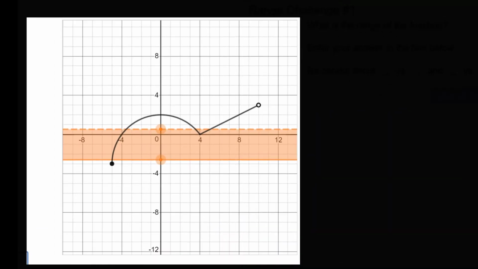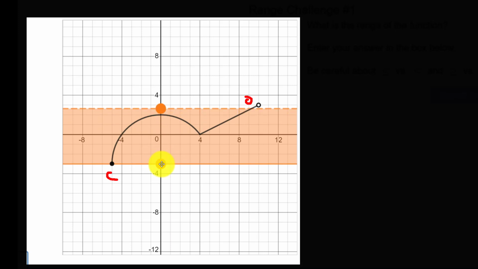Alright, for this next example, again, identify the minimum point, which is this, and it is a closed circle. The maximum point of this graph is this one, and this is an open circle. Let's move our slider to shade our graph, starting from the minimum point all the way to the maximum point. So the portion of the y-axis that is shaded is our range. So from here all the way here.